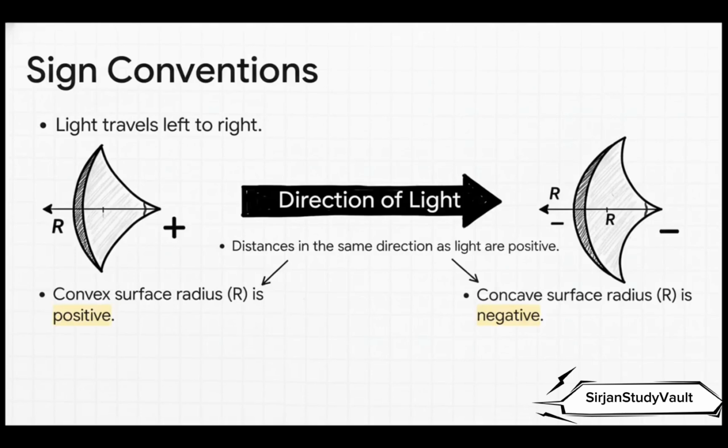Okay, now this part is absolutely critical. To get the right answer from the formula, you have to get your plus and minus signs right. It's a system. We assume light always travels from left to right. A convex surface, one that bulges out towards the light, gets a positive R value. A concave surface, one that curves inwards away from the light, gets a negative one. Getting these signs right is everything.